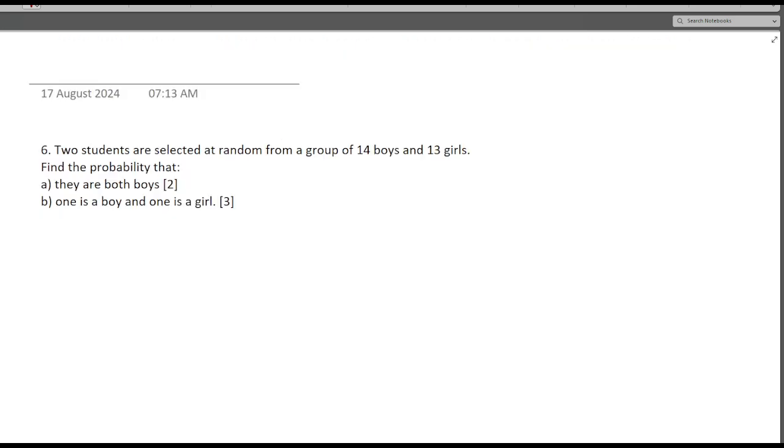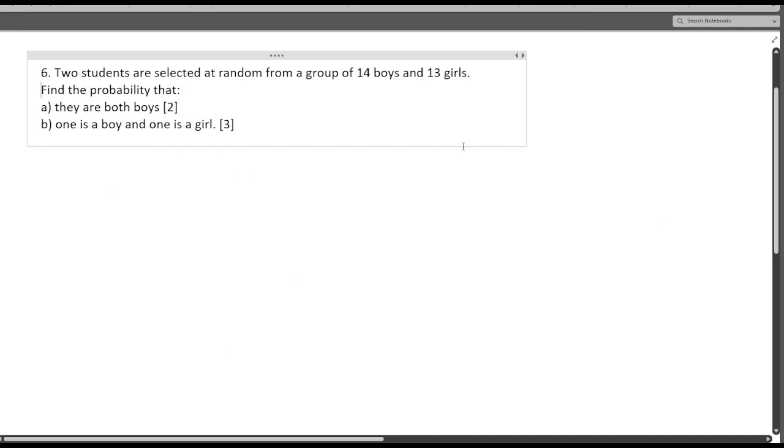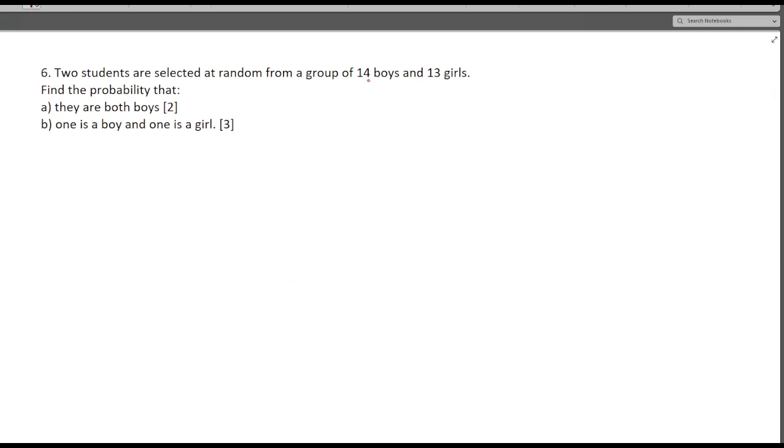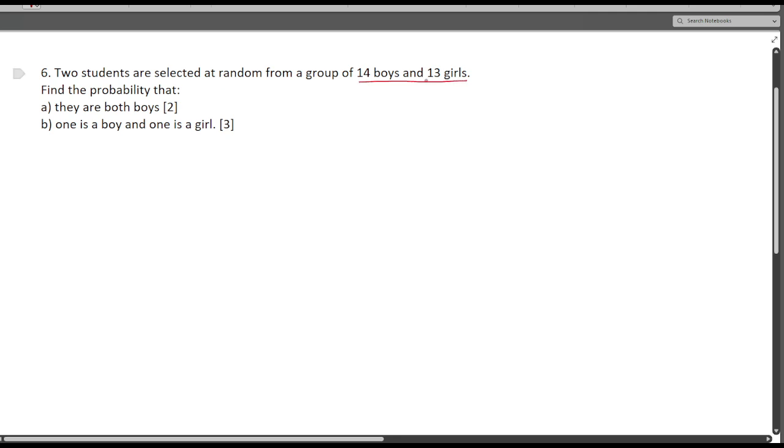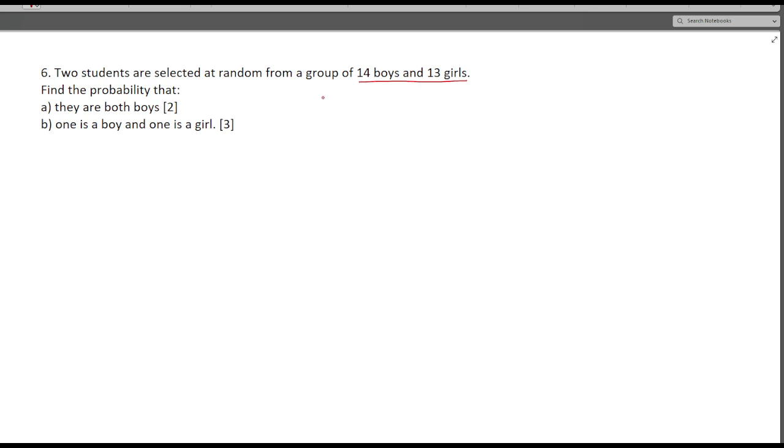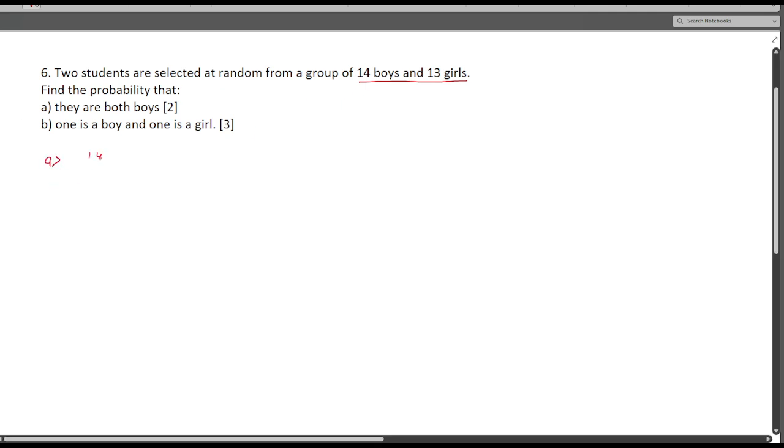Okay. Now question number 6. Question number 6 is: 2 students are selected at random from a group of 14 boys and 13 girls. Find the probability that they are both boys. So the probability that the first student is a boy is 14 divided by, now 13 plus 14 is 27. So 14 divided by 27 times the second is also a boy. So it is 13 divided by 26.